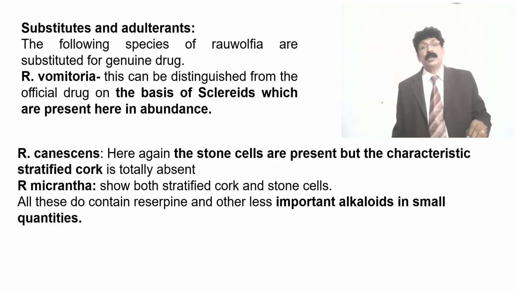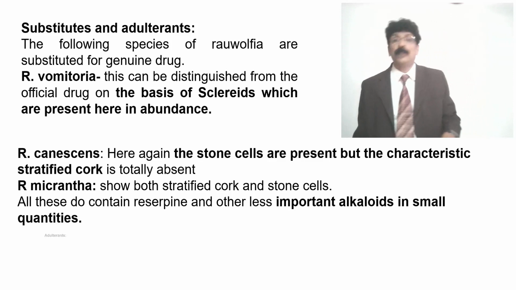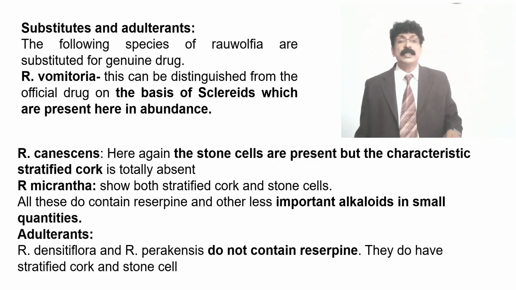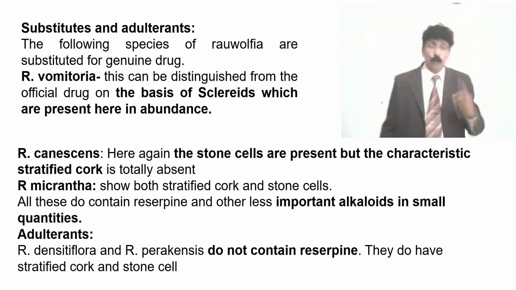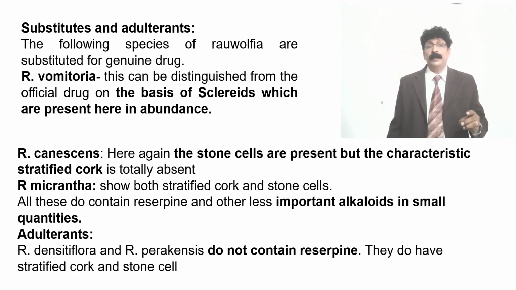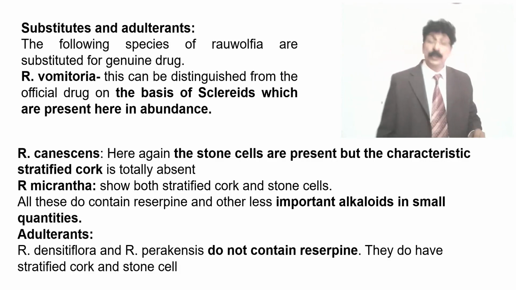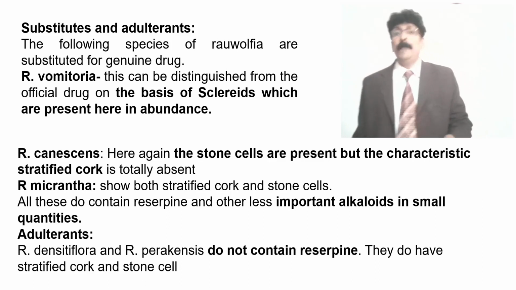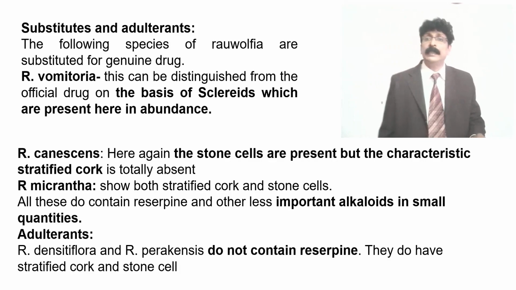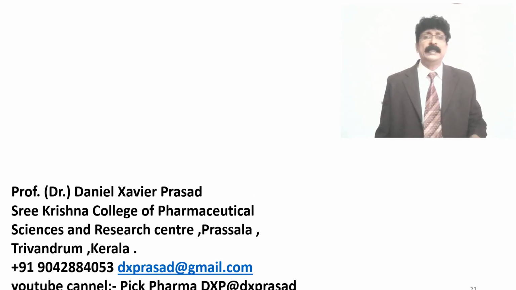These do not contain reserpine, and have less important alkaloids in small quantities. So adulterants, you can see Rauwolfia densiflora and Rauwolfia perakensis do not contain reserpine. They can be used as adulterants. They do not have striated cork and stone cells. Once it is given in the market, the pharmacist will check for its purity and adulteration. If it is adulterated, then it will be rejected for any purpose.